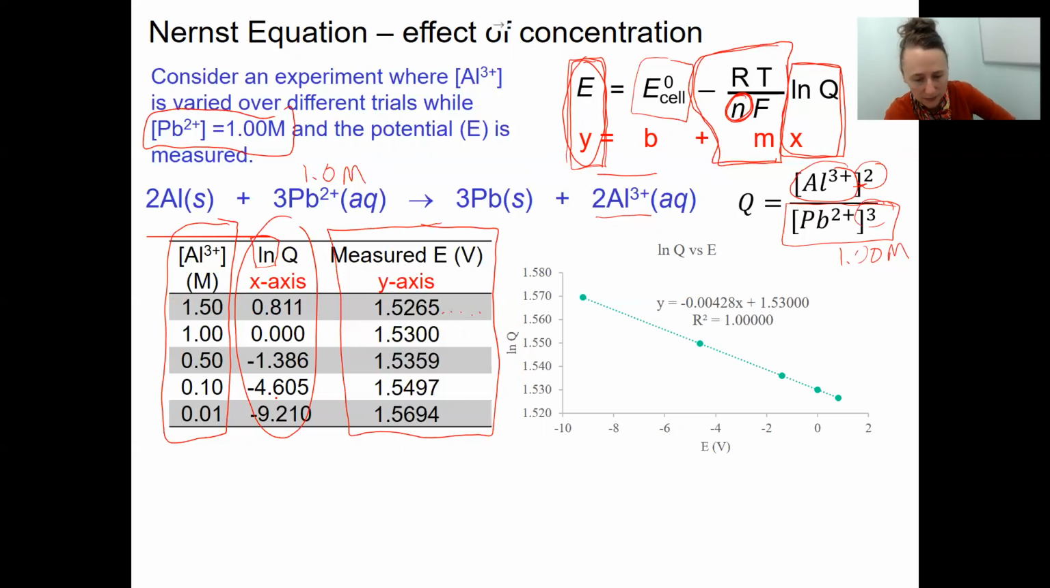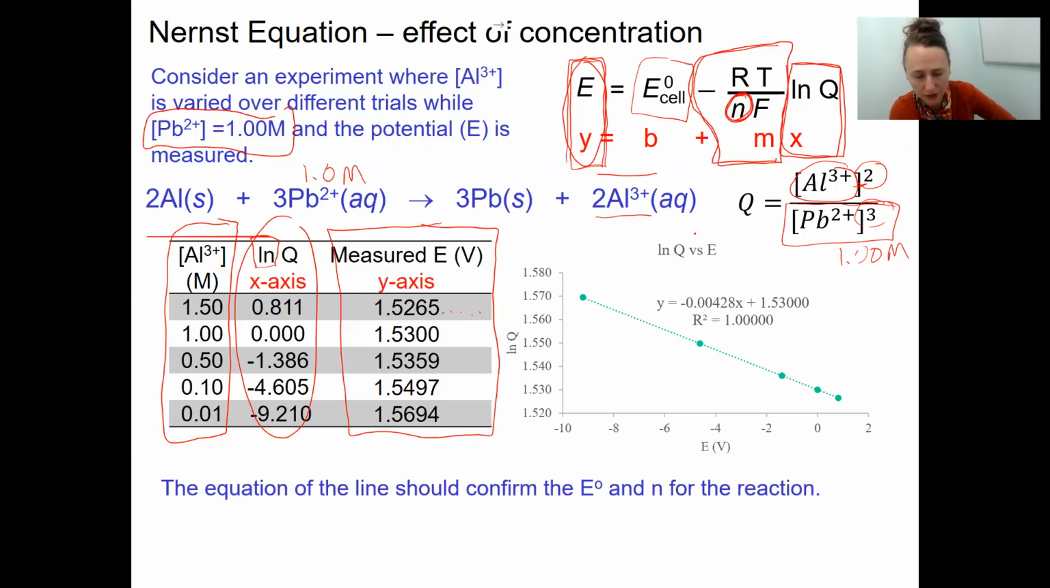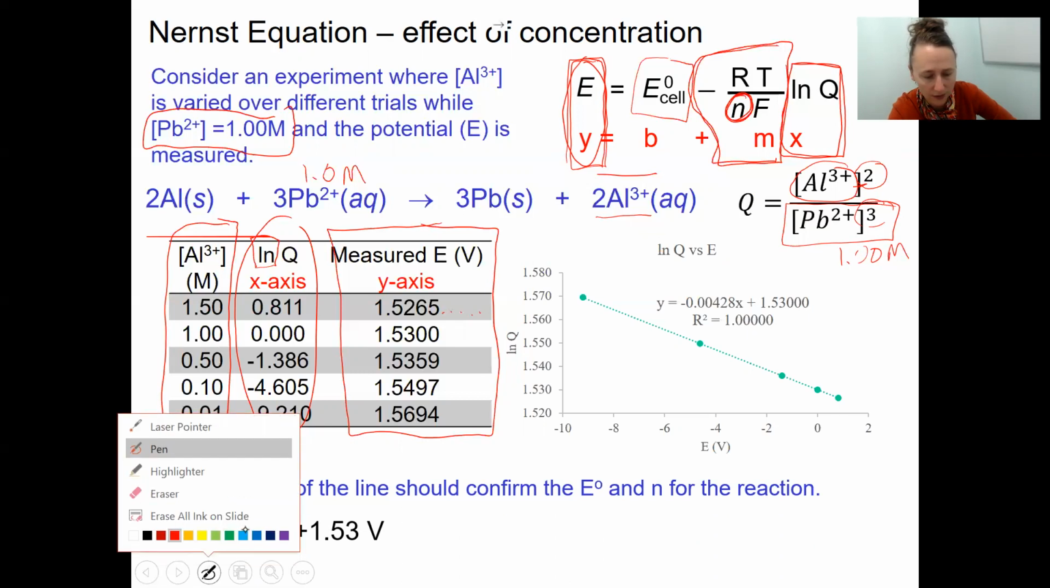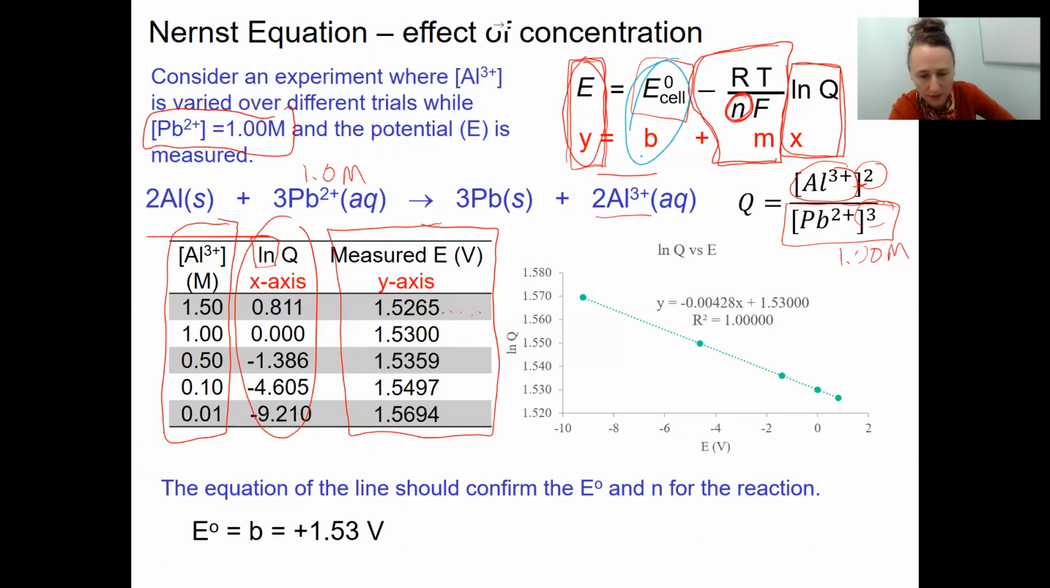And this is what comes out when I do the natural log of Q versus E, the potential. All right. So the equation of the line should confirm the standard cell potential and the number of electrons for the reaction. So the standard cell potential, remember, was equivalent to the y-intercept. And the y-intercept here is 1.53. And that is actually the correct value for the standard cell potential.